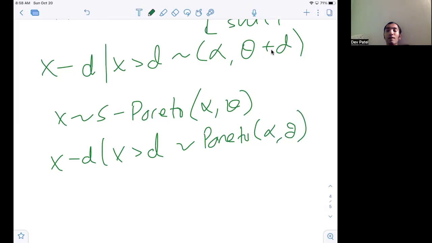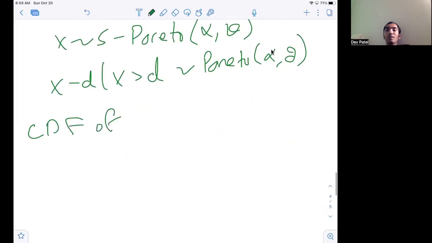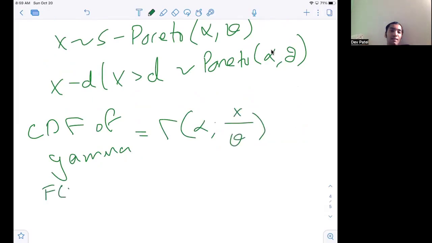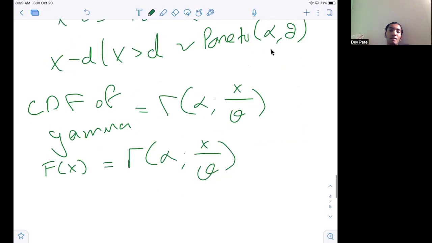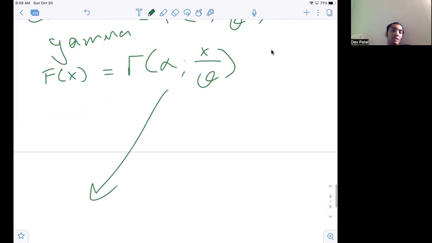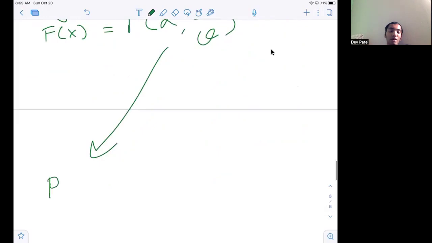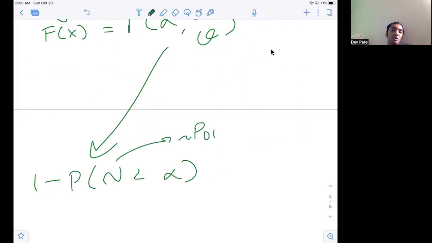Okay. If we are ever asked to find the CDF of gamma, that's going to equal the gamma of alpha, x over theta. Right? So this is f of x. This is a very messy integral, so we're not going to solve it, but what it is, is 1 minus the probability that n is less than alpha, where n follows a Poisson distribution with mean x. So once you actually solve that, you'll be able to solve it without having to go through the entire algebra of the problem.